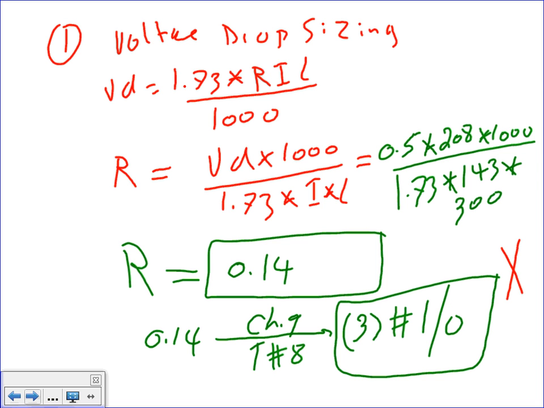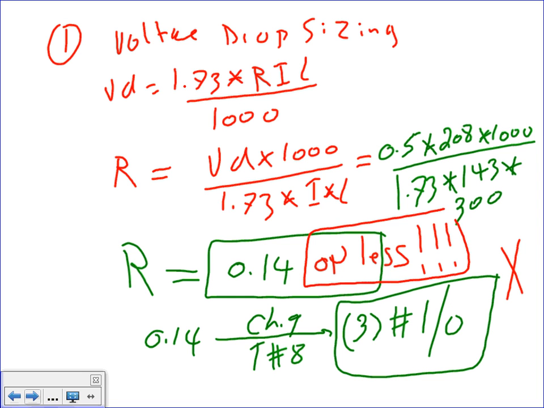Now, I want you guys to write next to this 0.14 or less. You need 0.14 or less. Why less? Because if you go more, that's a smaller conductor. Less R, what does less R mean? Bigger conductor. What does more R mean? Smaller conductor.